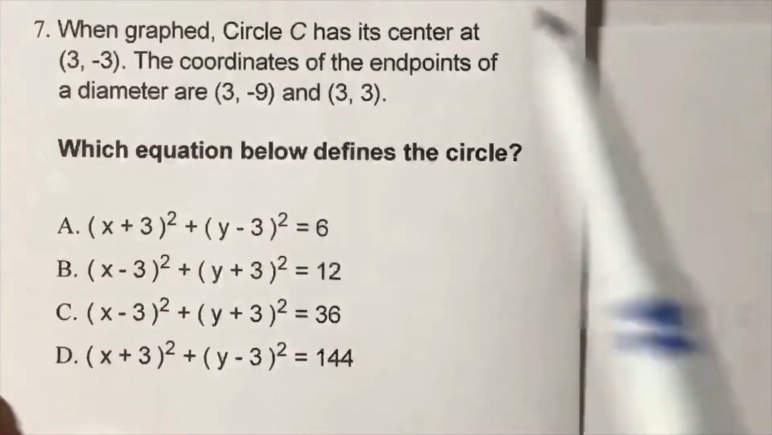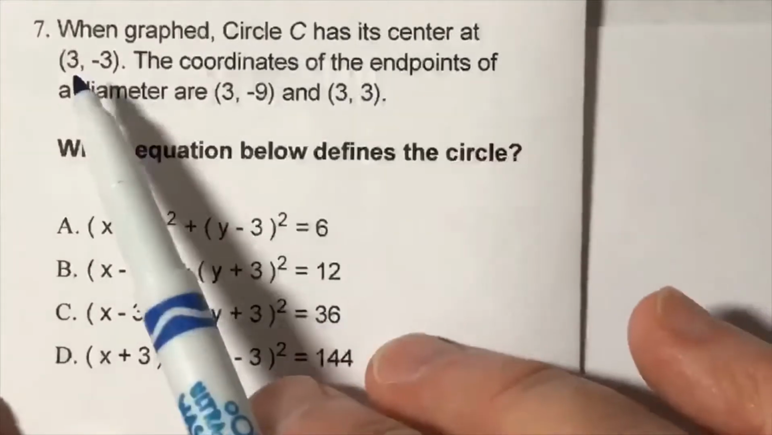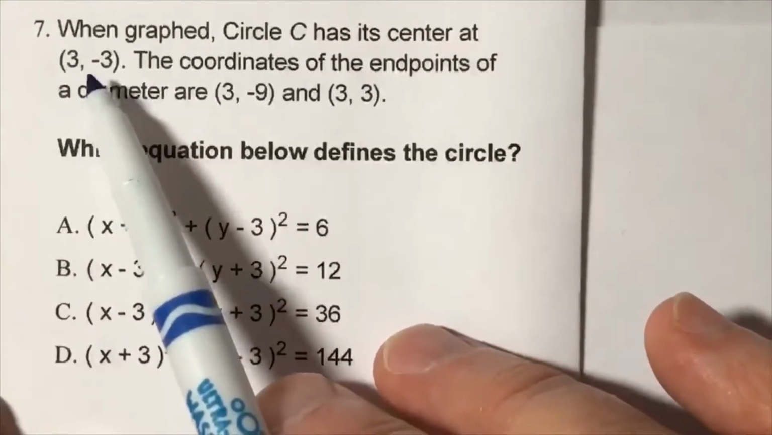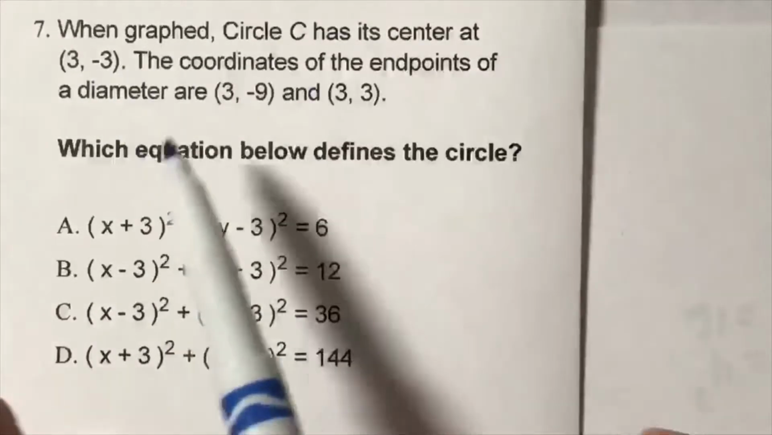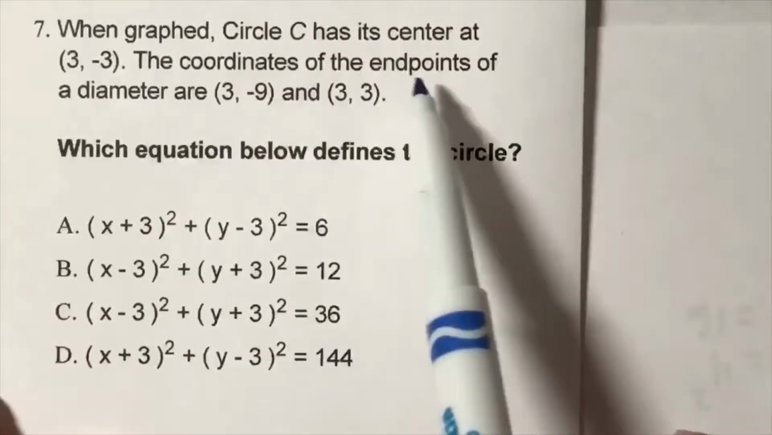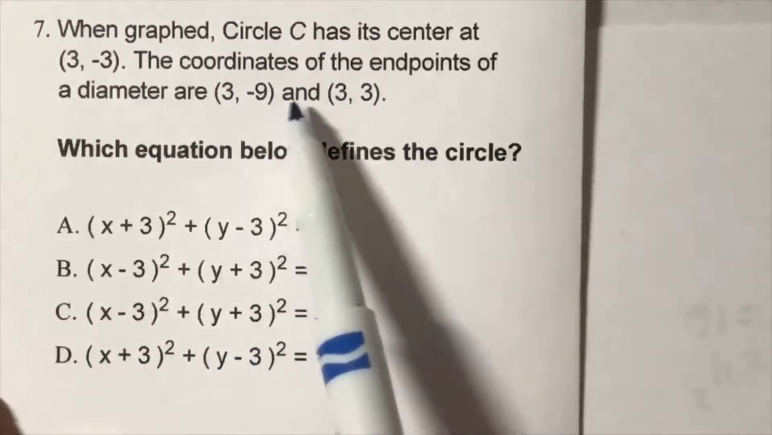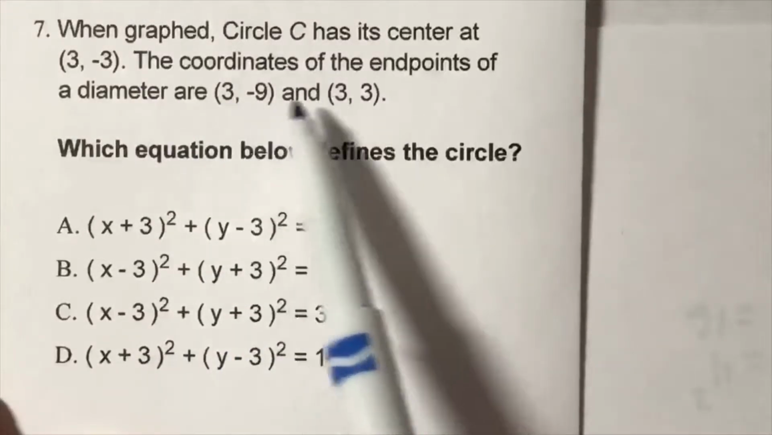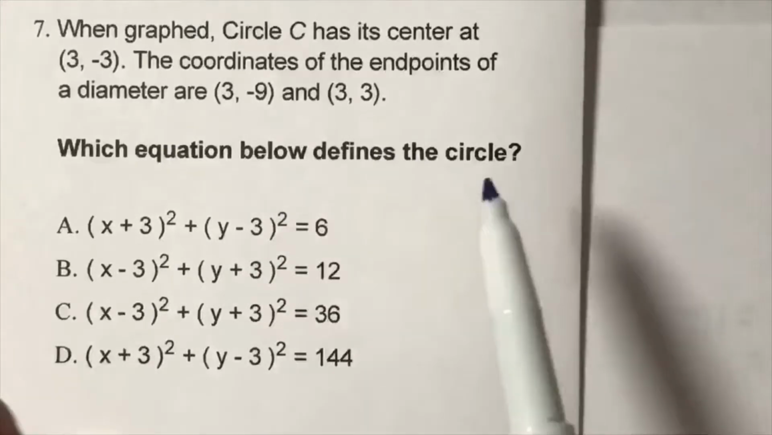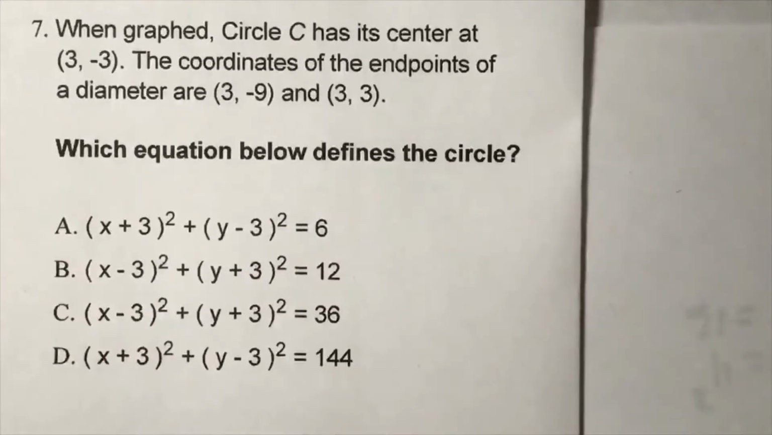The circle C, when graphed, has a center at the coordinate (3, -3). The coordinates of the endpoints of a diameter are at these two locations. Which equation below defines the circle? Quickly draw in an xy axis.